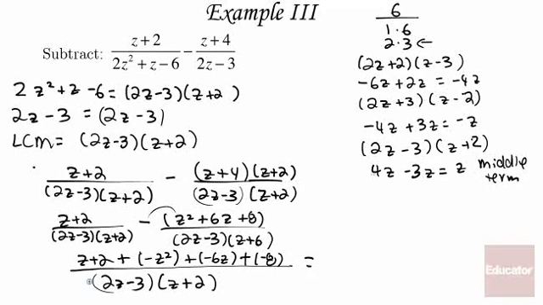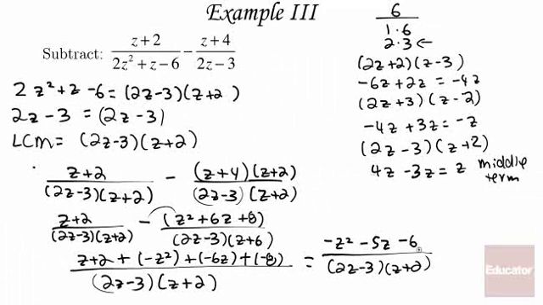Combining like terms, I have negative z squared, then I'm going to look at my z terms. I have a z minus 6z. That's going to give me negative 5z. I have a 2 minus 8. That's negative 6. All over 2z minus 3, z plus 2. Okay. Now, I can factor out a negative 1 here. So let's work on factoring this to see if we can do some simplification. I can factor out a negative 1, and that's going to give me negative z squared plus 5z plus 6.